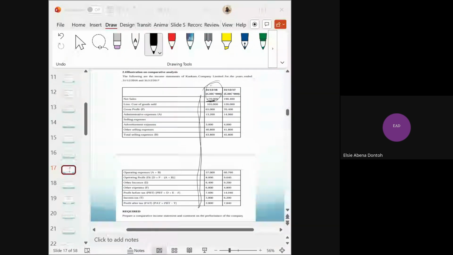Let's assume your net sales figure for 2016 is 50 Ghana cedis, and then for 2017, you get 100 Ghana cedis. You know, in percentage form, what would be the percentage? 100 minus 50 over 100 times. What would be the figure?